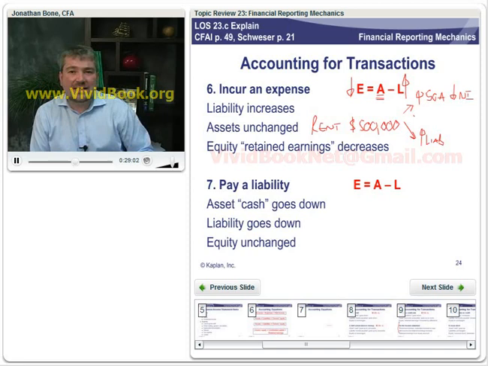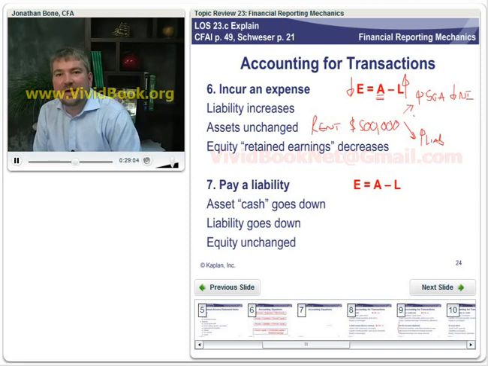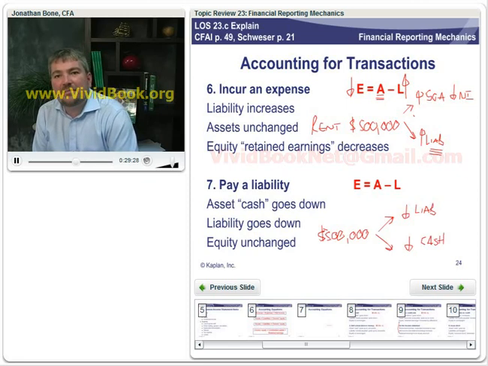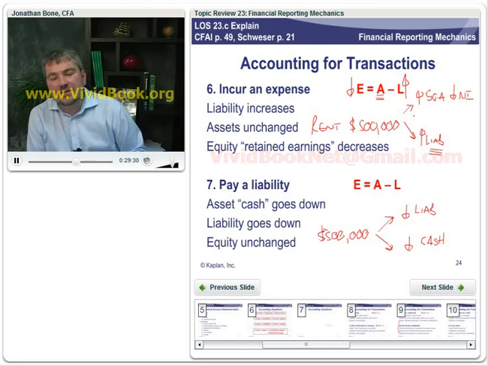Now let's say we then come to pay off our rent. So we come to actually pay our landlord. So this time we're actually going to pay our $500,000. So number one, if we pay our $500,000, we no longer need that liability we created. So down comes the liability, the rent owed to our landlord by $500,000. The other side, of course, decrease in our cash. So essentially liability down, asset down, equity unchanged.